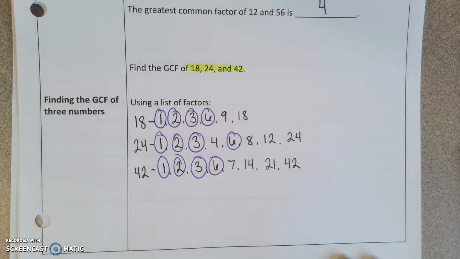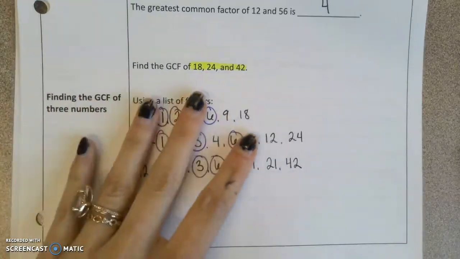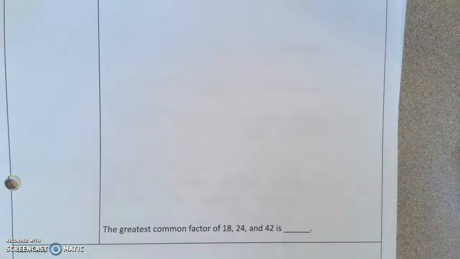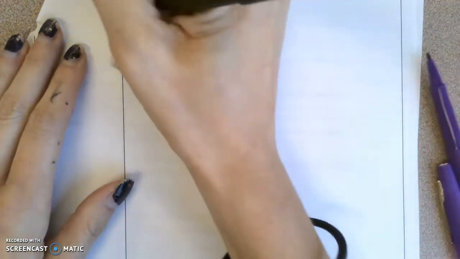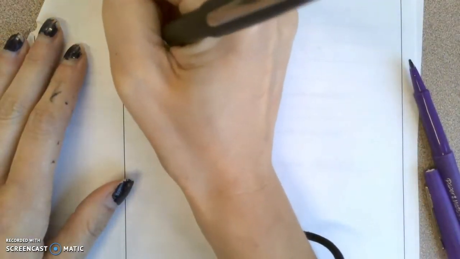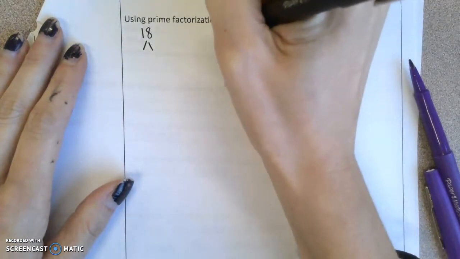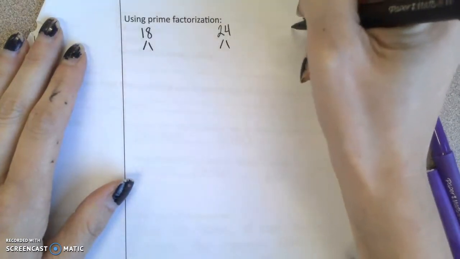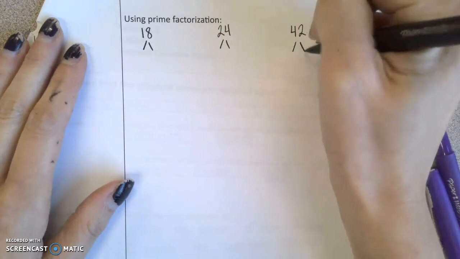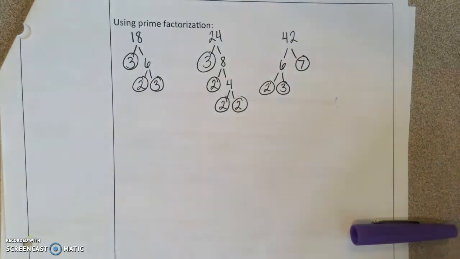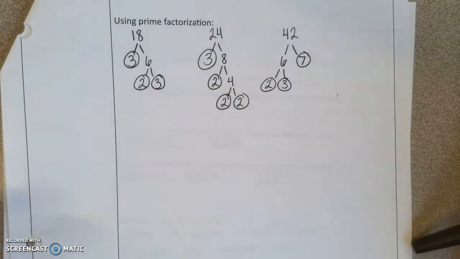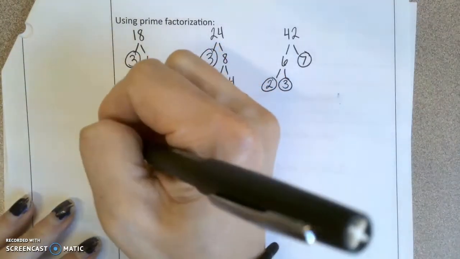We're going to look at prime factorization with three numbers as well, to make sure we get the same answer. So let's go ahead and turn the page, and we're going to use prime factorization. Once again, you're going to create a factor tree for each one of these. So go ahead and do 18, 24, and 42. You can pause your video and create those factor trees. Okay, so there are my factor trees. Now I'm going to list out the prime factorizations.